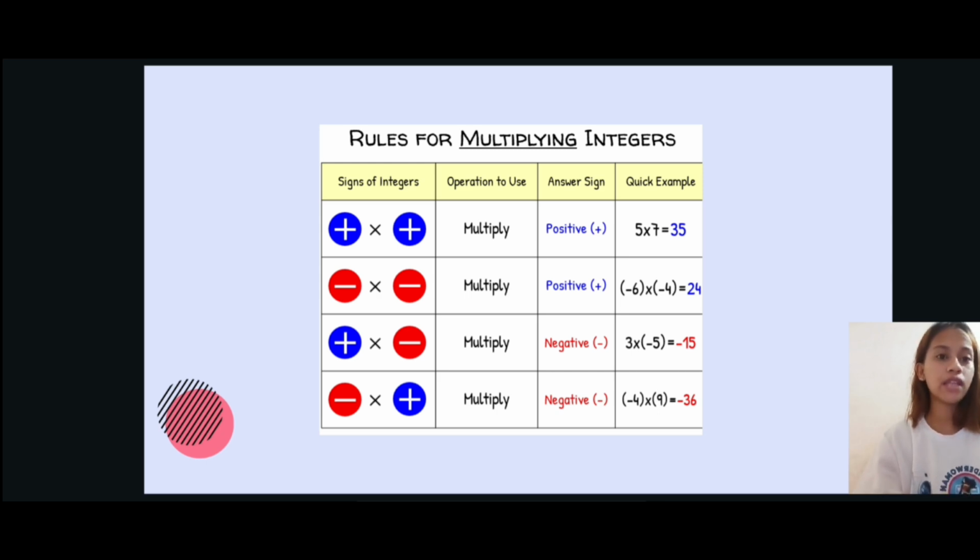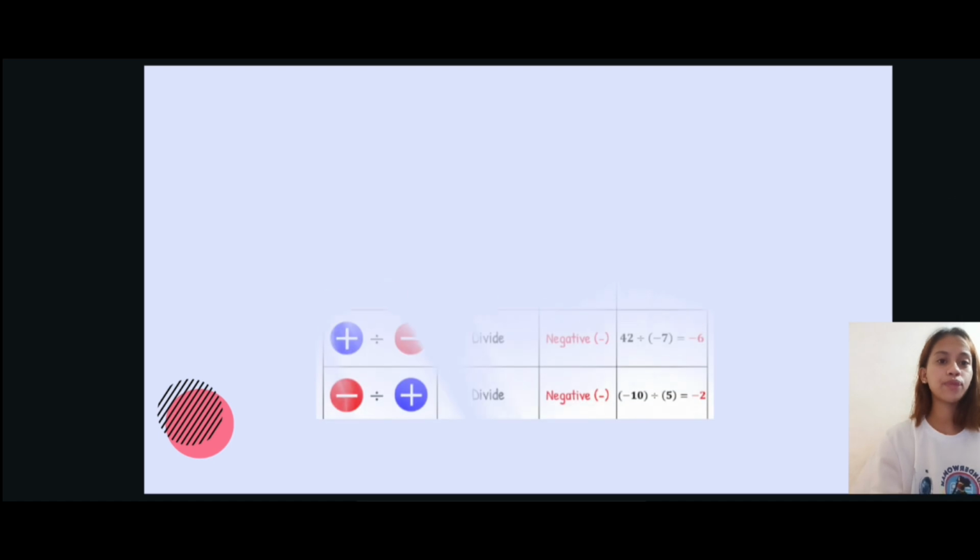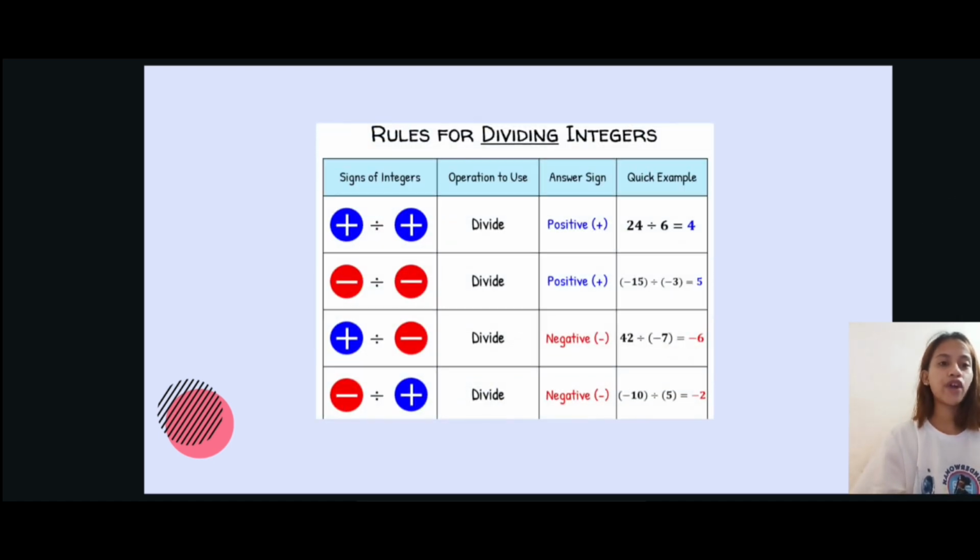So let's proceed now to rules for dividing integers. So when the sign of integers are both positive, in division, the answer would be positive. So positive 24 divided by 6 equals 4.